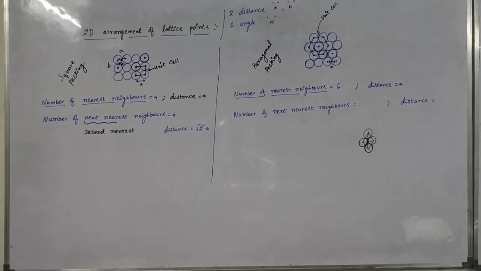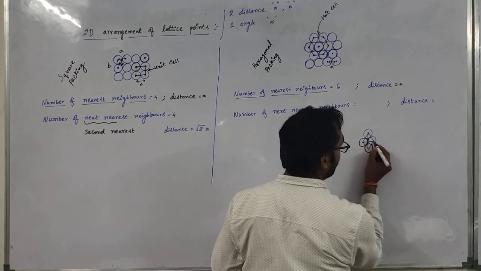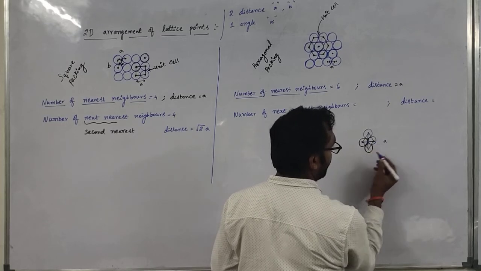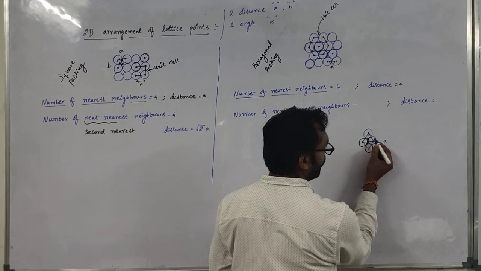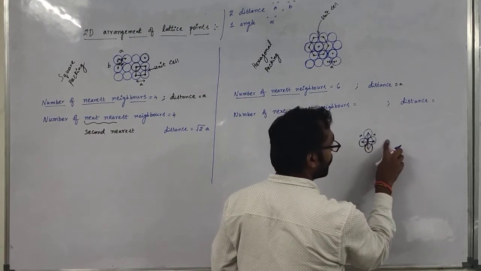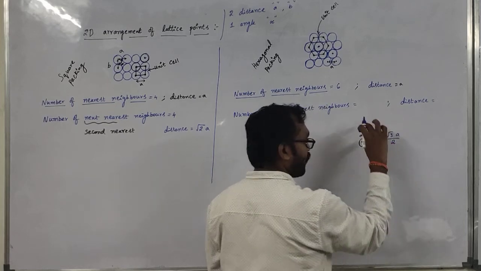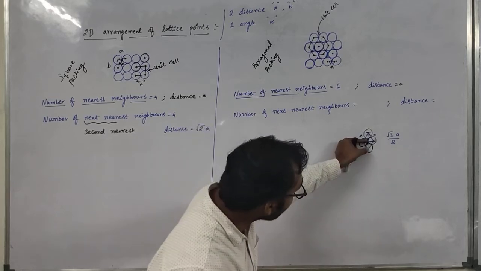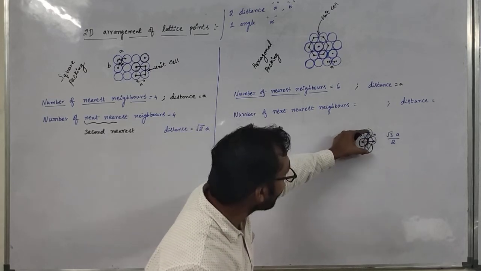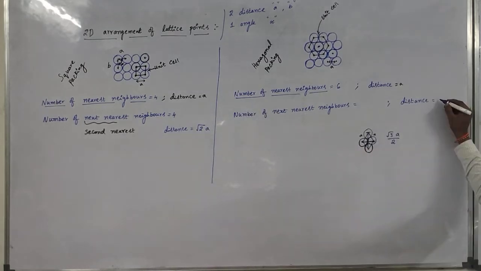Root 3a by 2. If a is the base, if this is a, then what about this height? If this is also a, and this is also a, then it is an equilateral triangle. For an equilateral triangle, height is equal to root 3a by 2. This is the height of an equilateral triangle. Then what about this one? This is also root 3a by 2. Then what about this total distance? Root 3a. So second nearest neighbors are at a distance of root 3a.